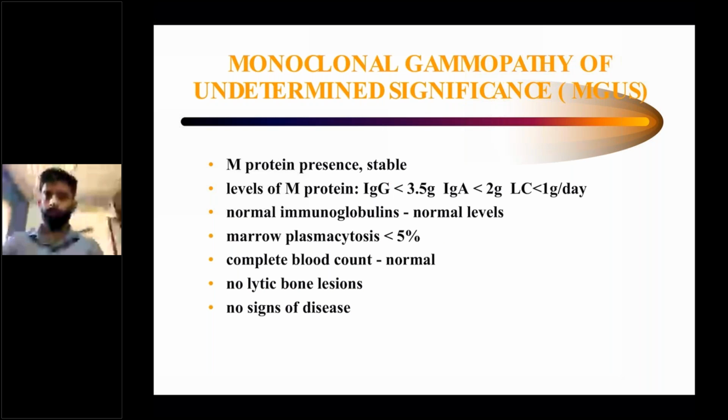They have marrow plasmacytosis less than 5%, and levels of M protein: IgG less than 3.5, IgA less than 2 grams, and light chains less than 1 gram per day. And there are normal immunoglobulin levels. There are no lytic bone lesions and no signs of disease, unlike multiple myeloma.